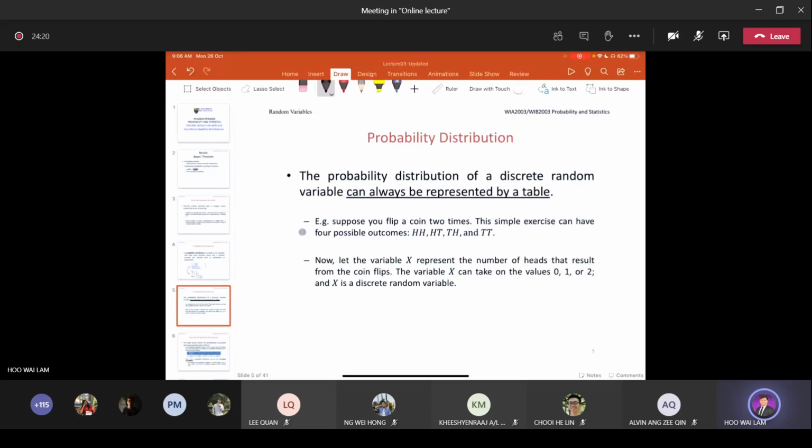A simple exercise can have 4 possible outcomes. Over here, this example is flipping 2 times. What does it mean? It's trying to tell you that you can have T, H, T, H, T, H. So this is your potential outcome. This is how you draw your table.